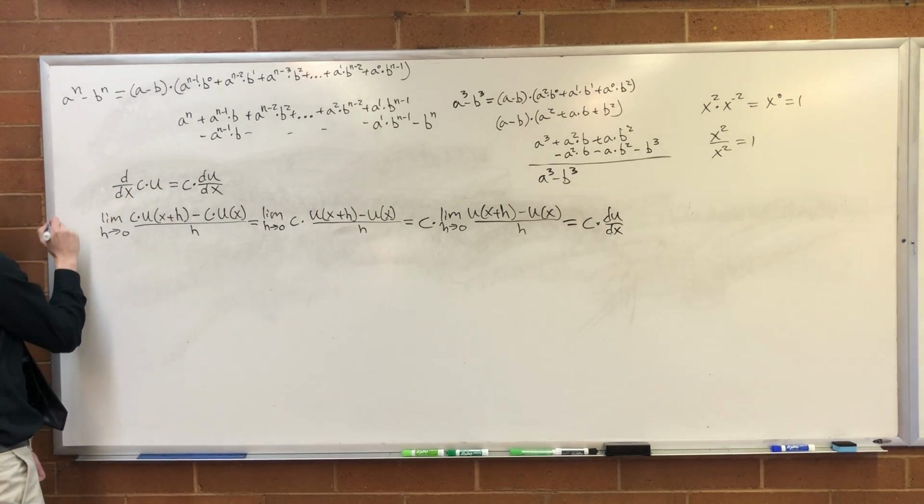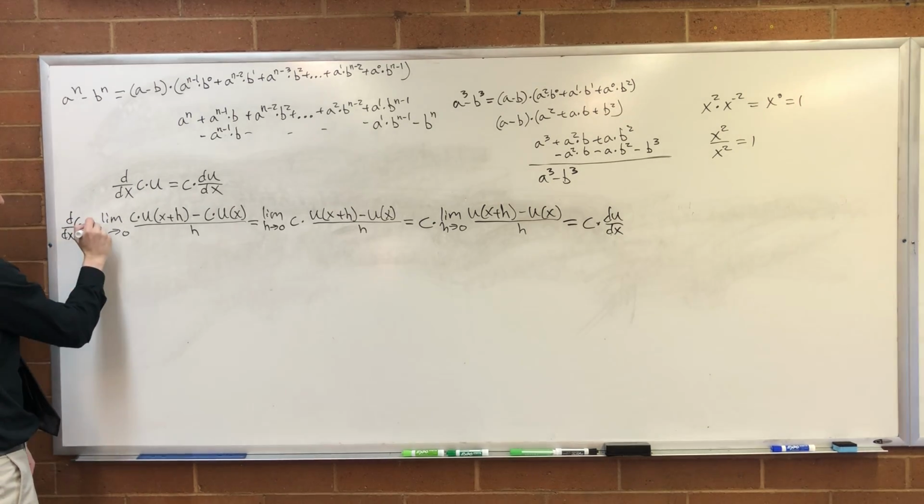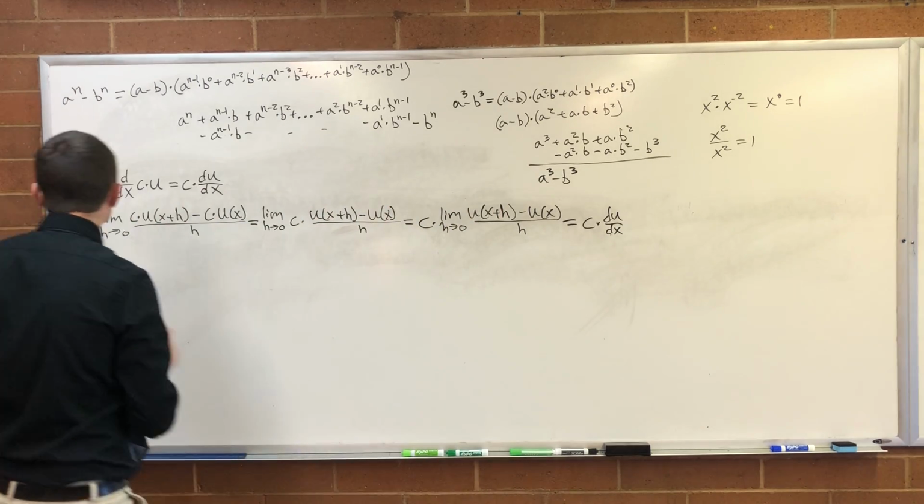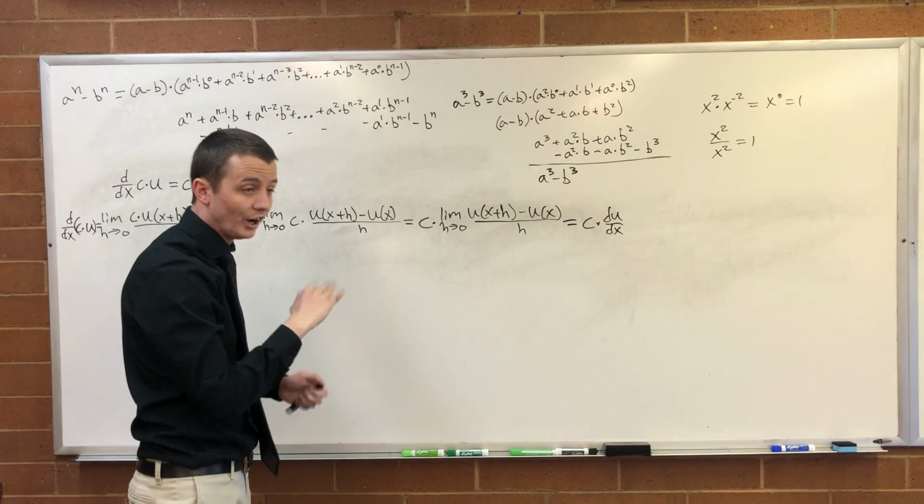I should have started by saying the derivative with respect to x of c times u is equal to that. Okay, so we showed that one. So you can pull constants out.